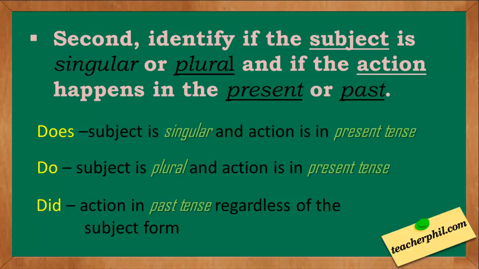Second, identify if the subject is singular or plural and if the action happens in the present or past. Does is used if the subject is singular and the action is in present tense. Do is used when the subject is plural and the action is in present tense. And did is used if the action is in past tense regardless of the subject form.